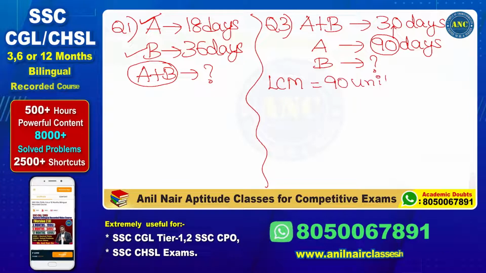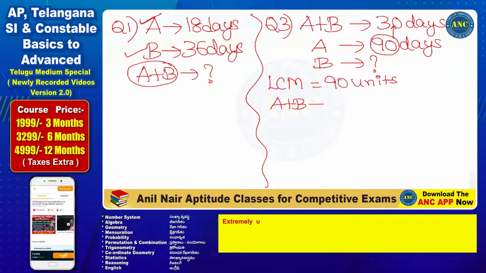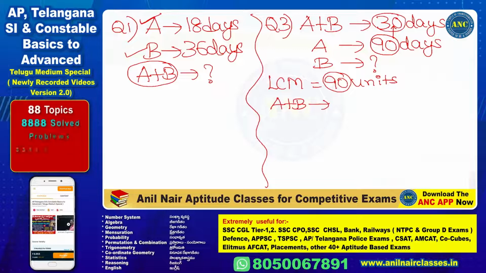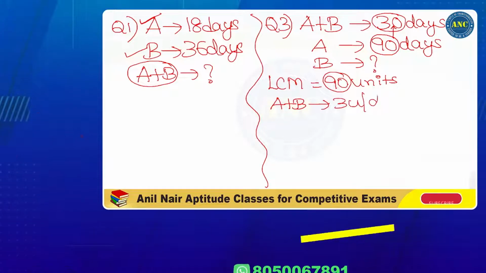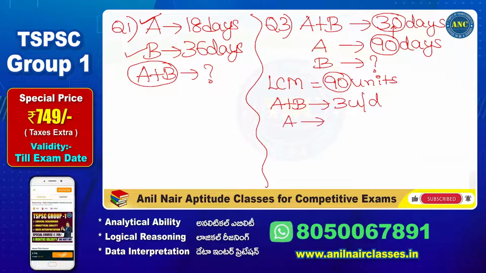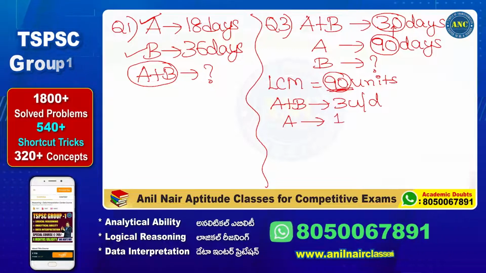I will assume that 90 chocolates need to be distributed. A plus B, to distribute 90 chocolates, will take 30 days. 90 divided by 30 is 3 units per day, or 3 chocolates per day. A alone, to distribute 90 chocolates, will take 90 days. 90 divided by 90 is 1 chocolate per day.